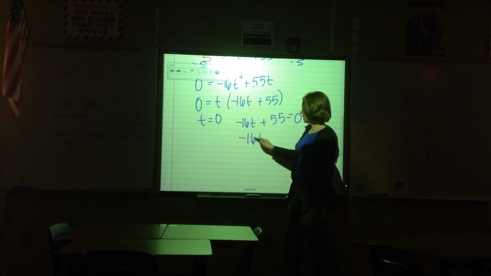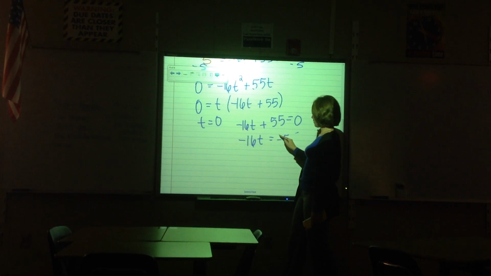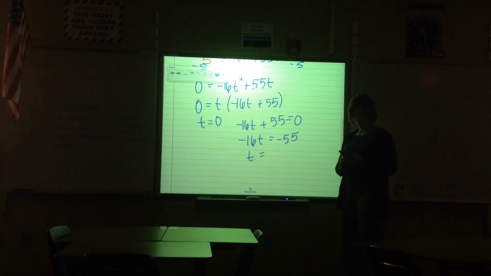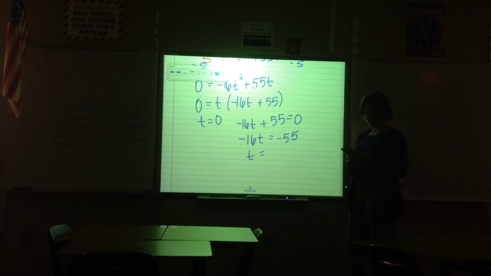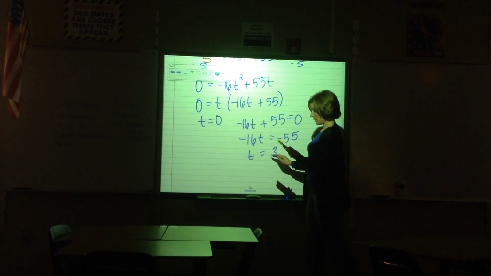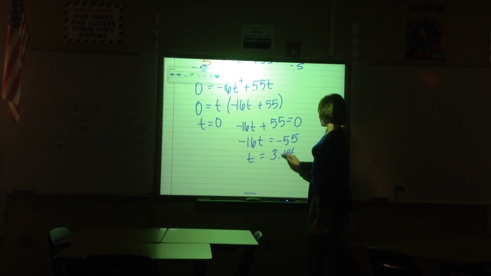Negative 16t is equal to negative 55. So t is equal to, when we're dealing with word problems here, change this to a decimal. 3.44 seconds.